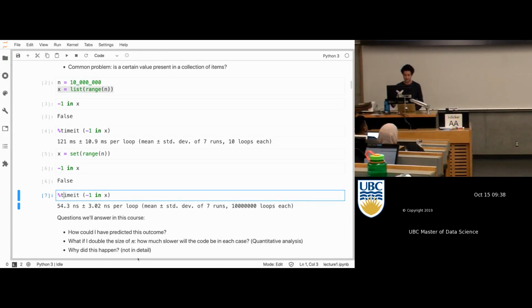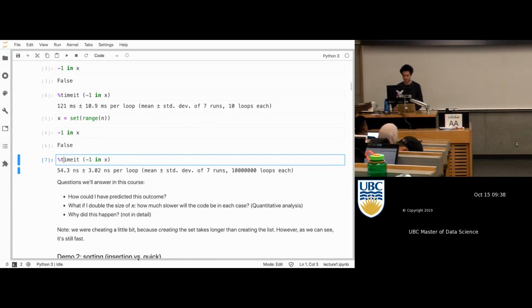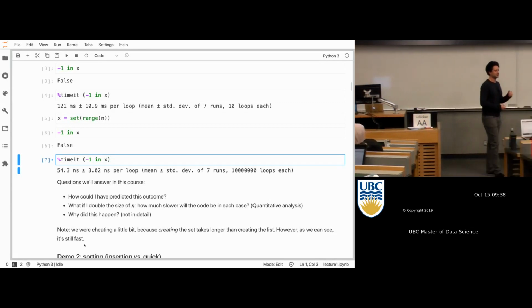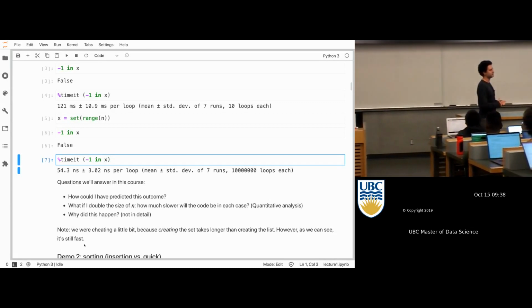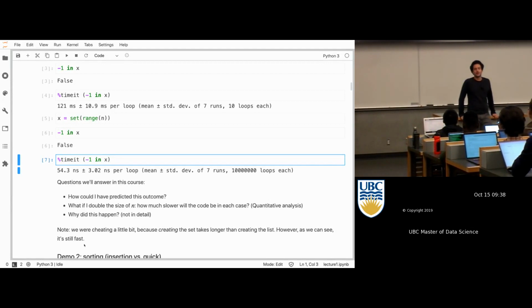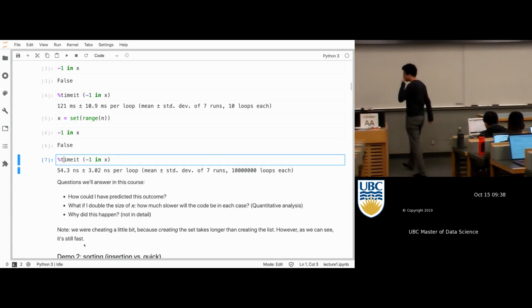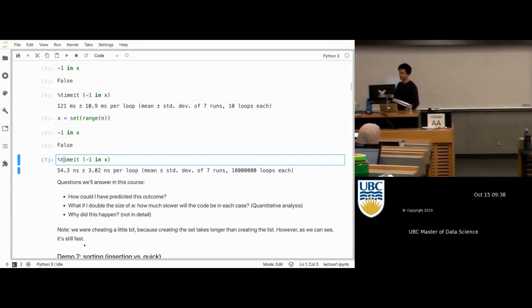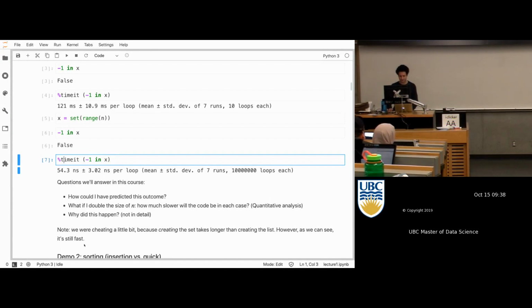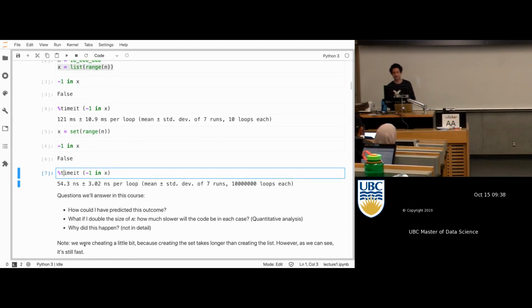Okay, so this note here is just saying that the demo was cheating a little bit because I only timed the in operation. I didn't actually time how long it takes to create the data structure. And actually, creating the set takes a little bit longer than creating the list. So there's that give and take there. And we'll talk about that a little bit more as well. So any questions before we move on to the next demo?